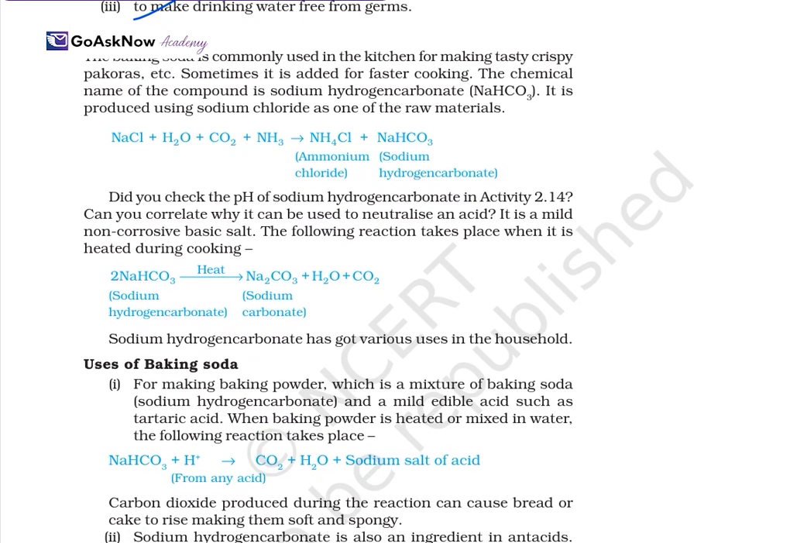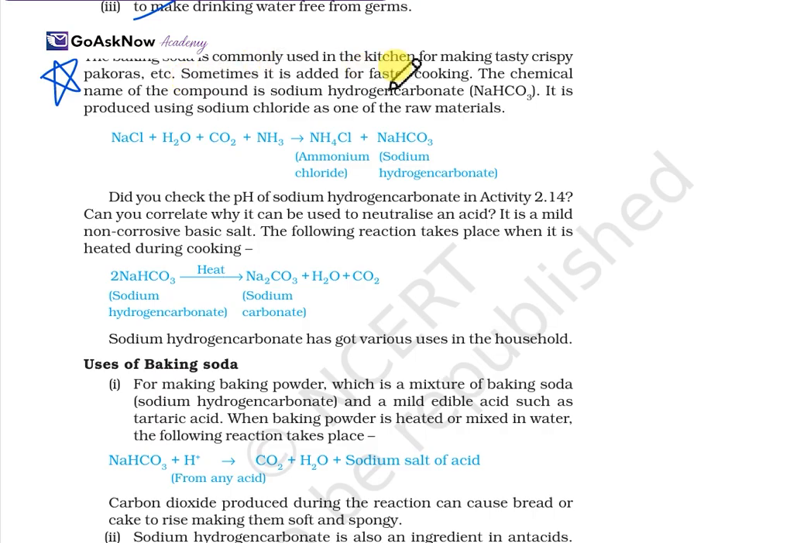Now let's move ahead with the baking soda process. These are all important processes. Separately, maybe you will get a question to explain the bleaching powder process or to explain the baking soda process, like this. So separately you will have to study them with respect to their uses and all.